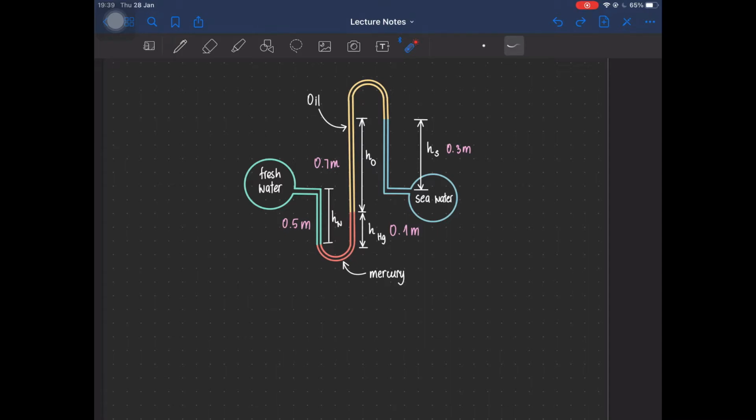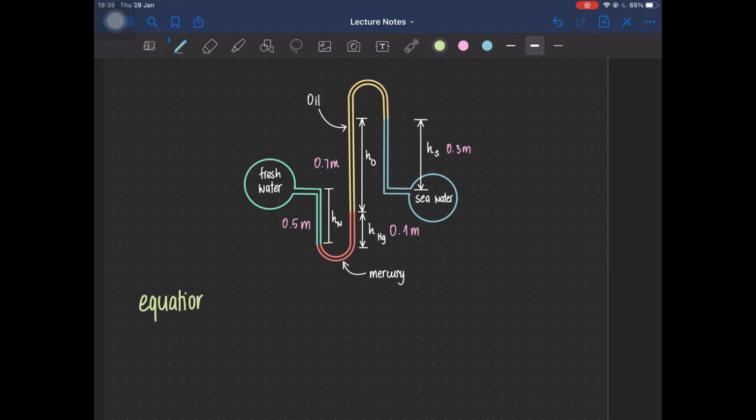Here I found a problem that consists of four different types of liquids, and it is a double U-tube manometer. Let's start with the hydrostatic equation. We can see that the flow is on the same elevation from fresh water to seawater. It's on the same elevation, but it has different types of liquid, so it can have the same pressure.